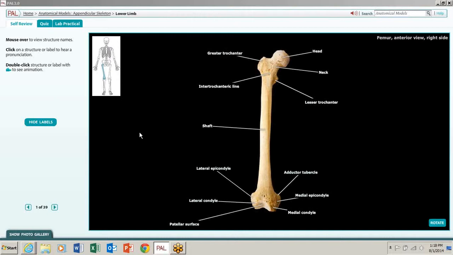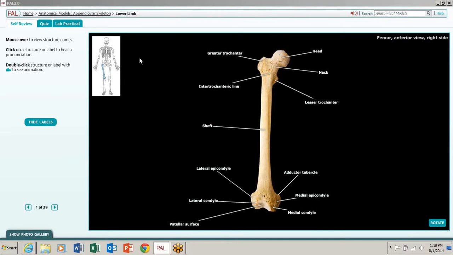Welcome back, and this is Chapter 6, and we're looking at the skeletal system, and this will be part number 6, which looks at the lower limb. And this is the femur, and we're looking at an anterior view on the right side.